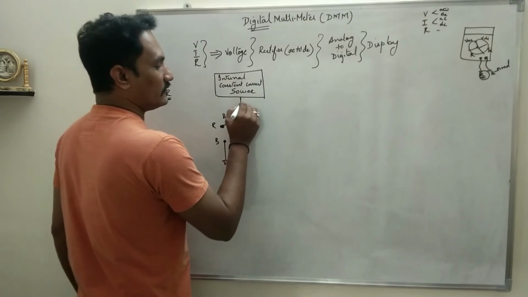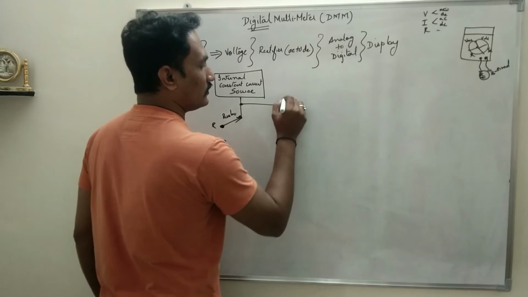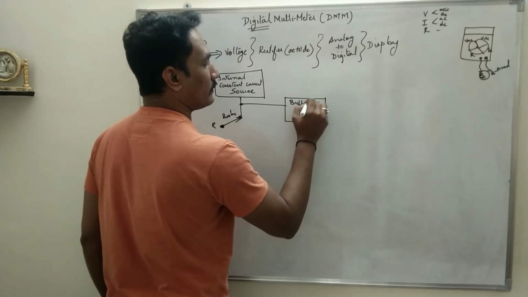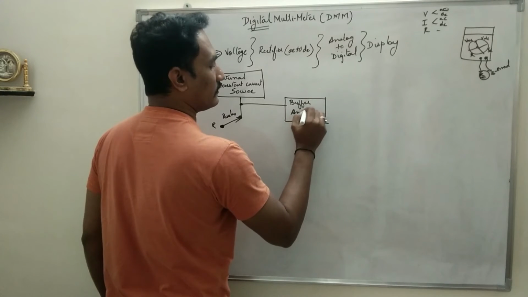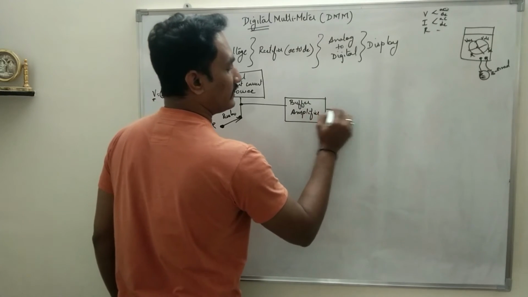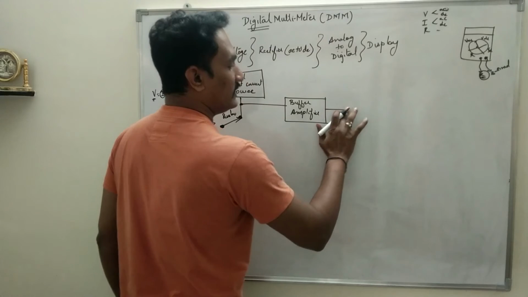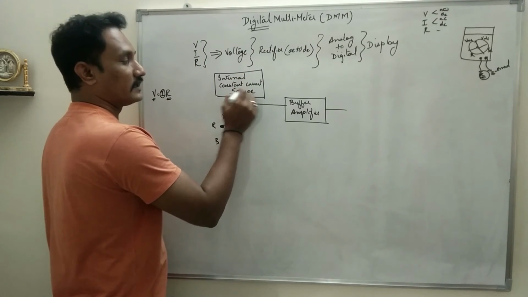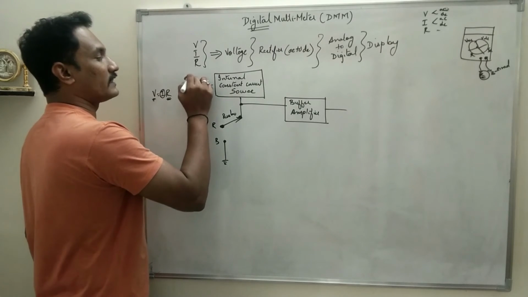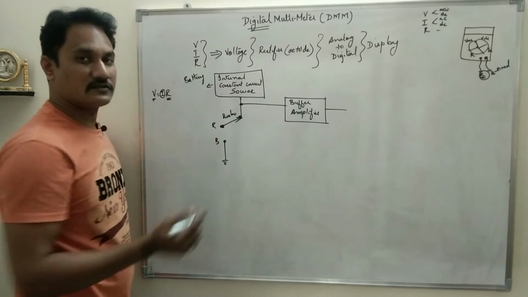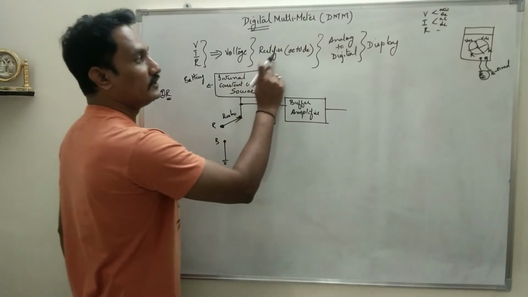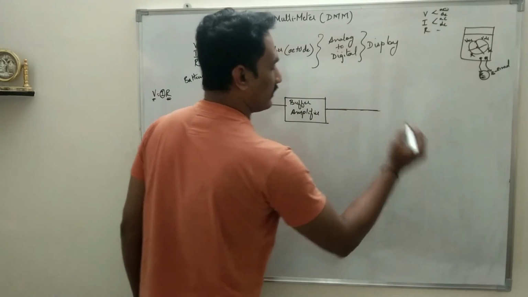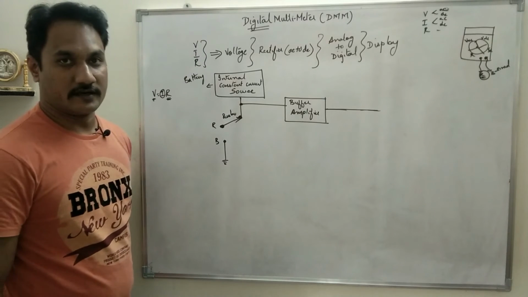Of course that voltage will be very small, so you need a circuit called a buffer amplifier to increase the strength of the signal. And as I said, the internal constant current source is nothing but an internal battery, and a battery is a DC source, so you don't have to convert it into DC. Directly the signal will be available for the analog to digital converter.